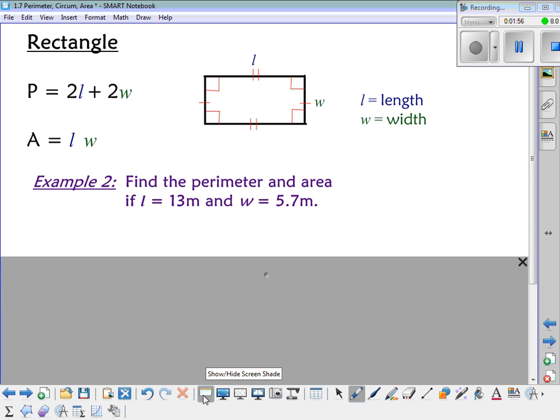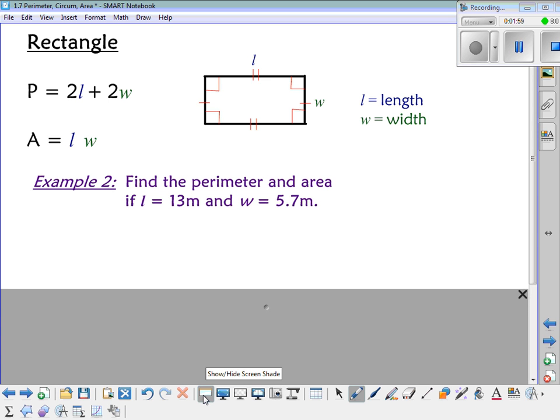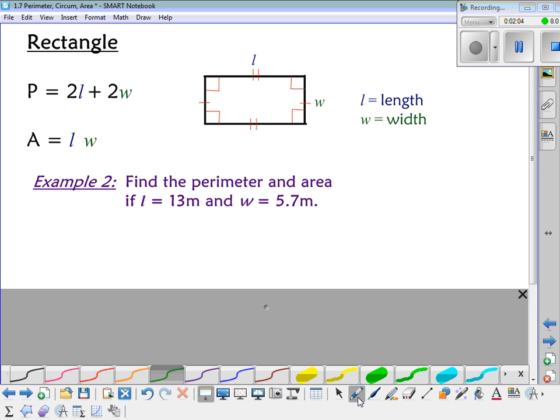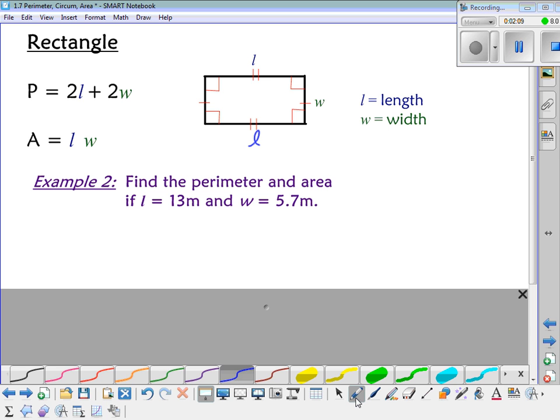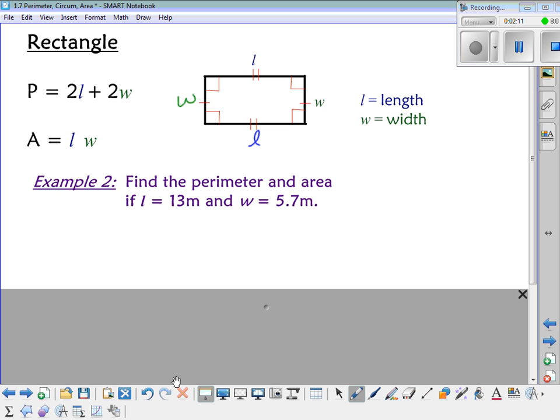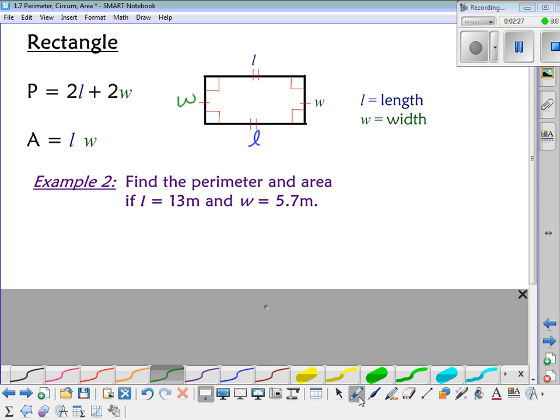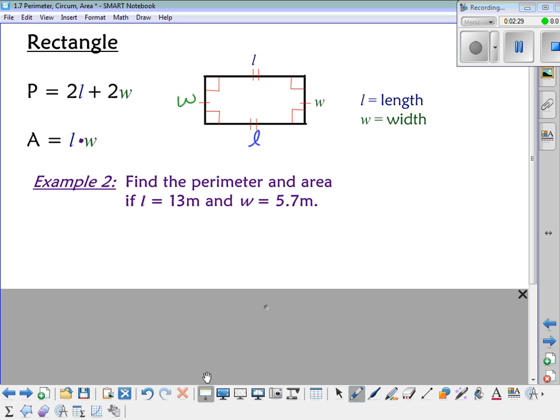Okay, so if we have a rectangle, to find the perimeter, you just have to add up the 4 sides, and since 2 of the sides are the length and 2 of the sides are the width, you can do length plus width plus length plus width, or you can shorten it to just 2 times the length plus 2 times the width. So the perimeter is 2L plus 2W, where L is the length and W is the width. For area, you're going to multiply length times width. And again, that will be in square units.